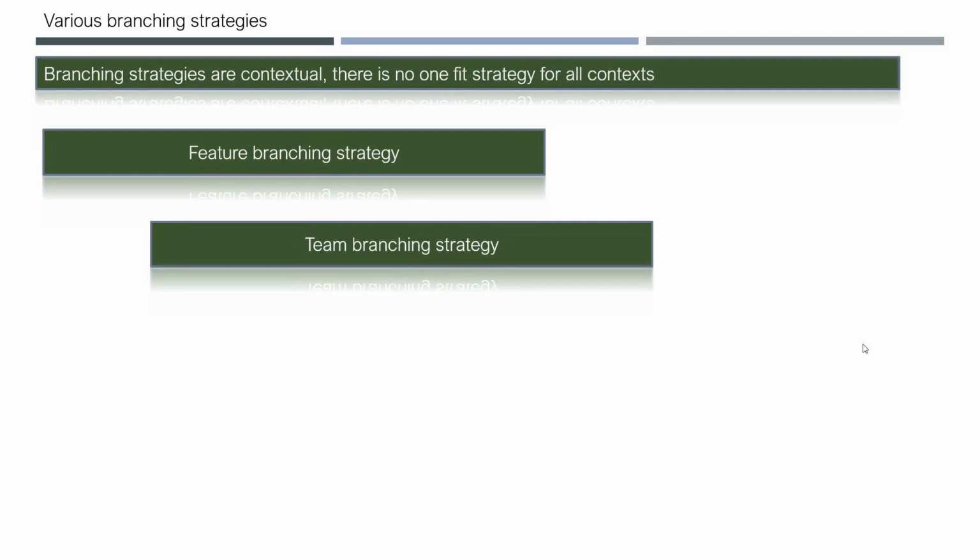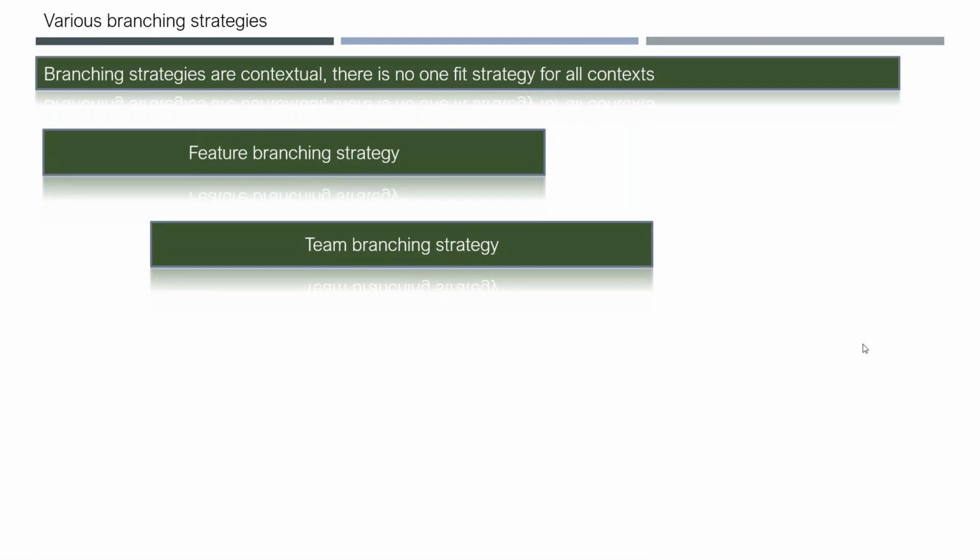Team branching strategy. Unlike feature branching strategy for microservices, where each work item will have a branch, team branching strategy is another one. In a few companies, in a few scenarios, we need it. That means your code base is being used by your team.